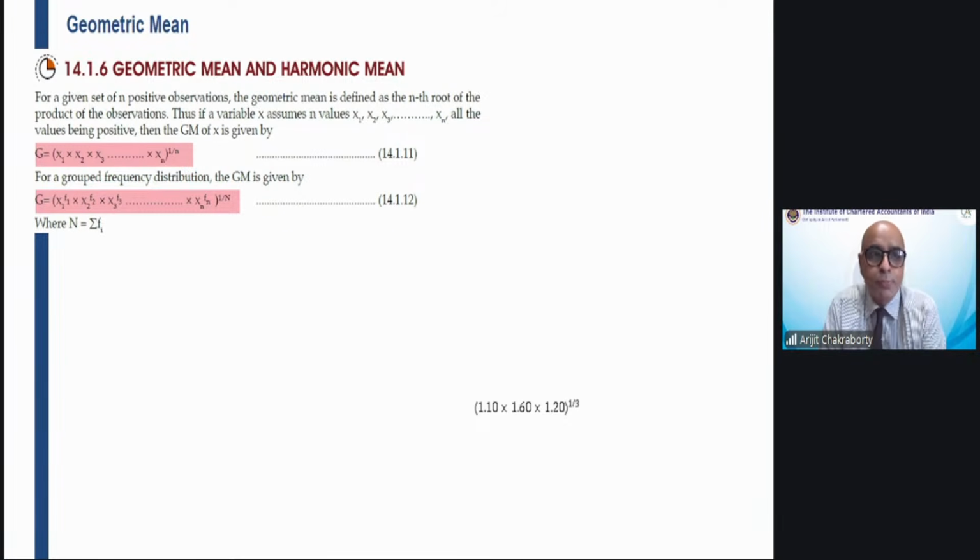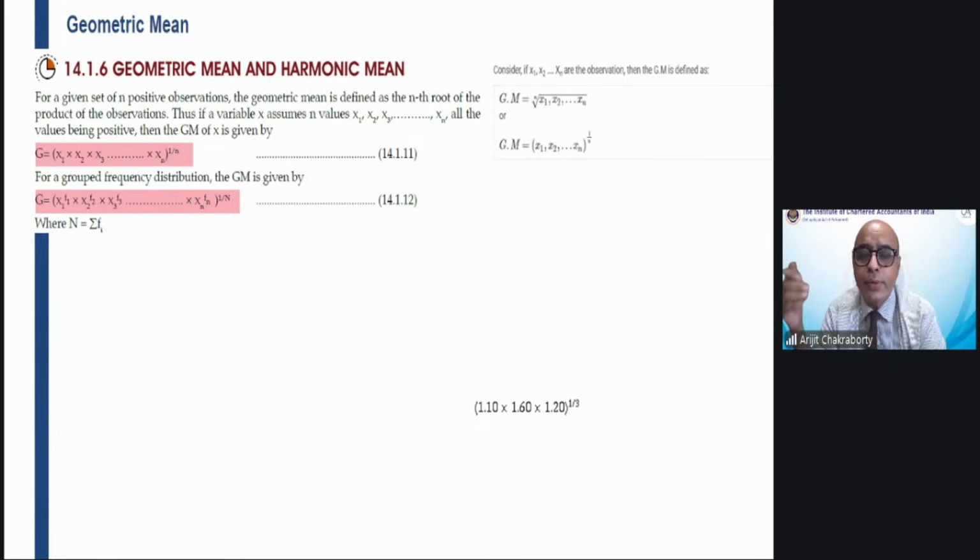So here you see in this particular part of this chapter in the study material, it is very clearly mentioned that if a variable x assumes different values, n number of values, all the values being positive, then the geometric mean is given by, first we find out the product of all these numbers, and then we find out the nth root of the product. So you can see 14.1.11 and 14.1.12, which gives us the important formula for the purpose of computing the geometric mean.